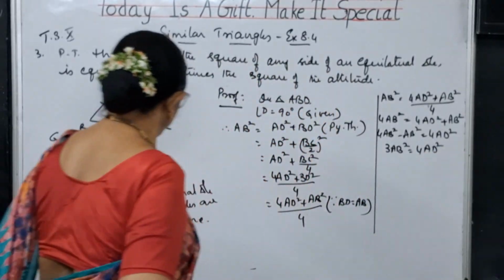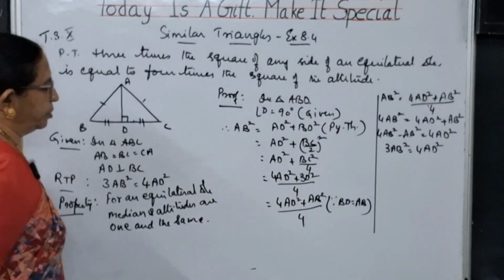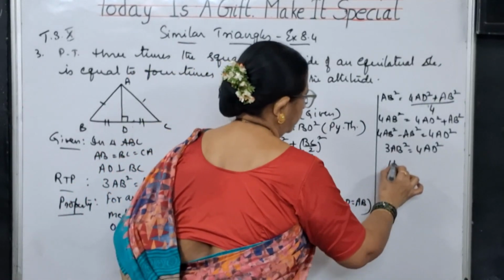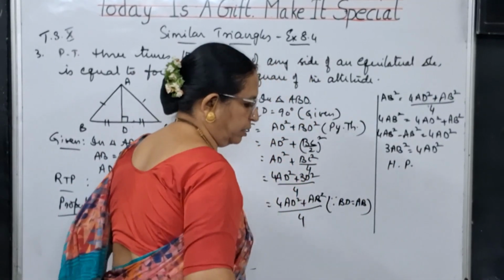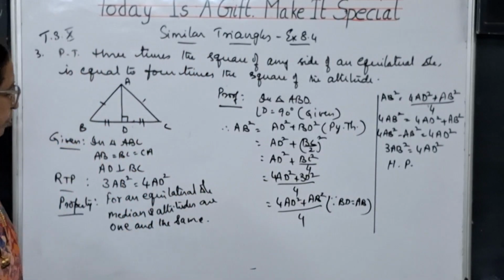This is what we said, no? That we need to prove. We have proved it, children. This is the proof of the third one. So please note it down.